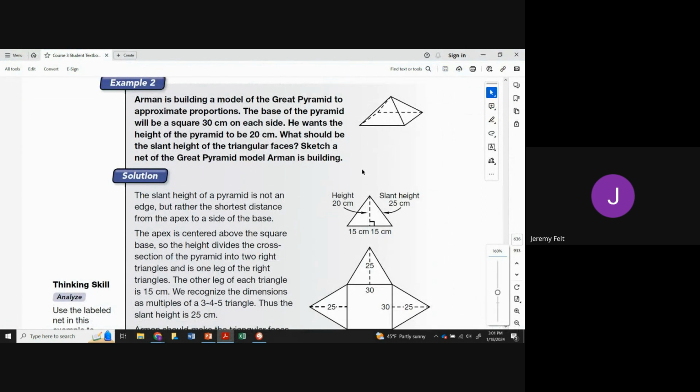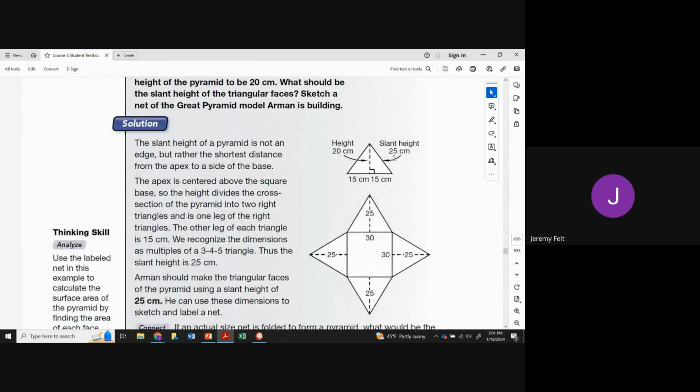Armin is building a model of the Great Pyramid to approximate proportions. The base of the pyramid will be a square that's 30 by 30. He wants the height of the pyramid to be 20 centimeters. What should be the slant height of the triangular faces? Sketch a net of the pyramid to model what Armin is building. Okay, so we draw it out.